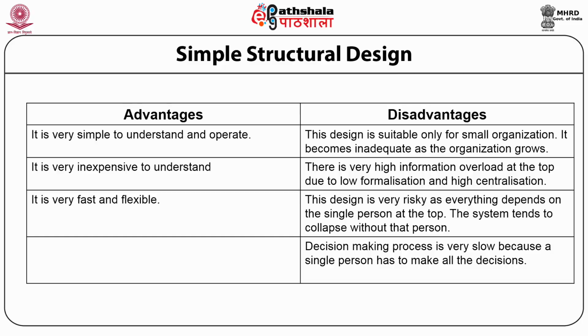In this design, there is very high information overload at the top due to low formalization and high centralization. This design is very risky as everything depends on the single person at the top. The system tends to collapse without that person. Further, the decision-making process is very slow because a single person has to make all the decisions.